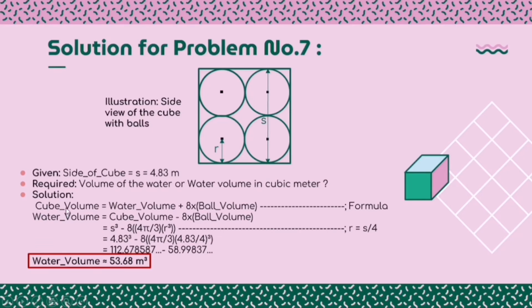Solution: cube volume equals water volume plus 8 times the ball volume. So the water volume is the cube volume minus 8 balls. The cube volume is S cubed, minus 8 times the ball volume, which is a sphere, 4 pi over 3 times R cubed. We plug in the values, remembering that R equals S over 4, as shown in the illustration. So we get the water volume is 53.68 cubic meters.